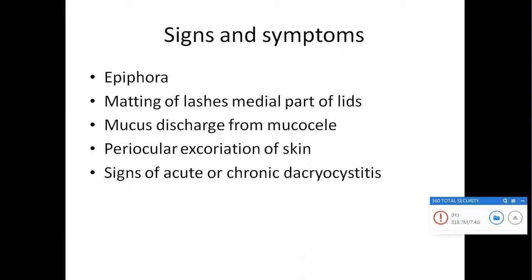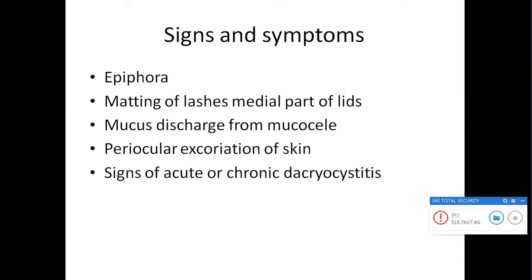You should differentiate it from discharge. Discharge is a pathological secretion. So matting of the lashes on the medial part of the lids will be there. Mucus discharge from the mucosa will be there. Periocular excoriation of the skin is there.